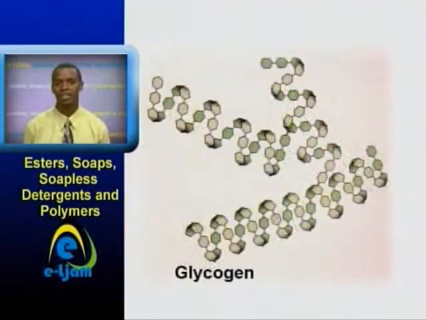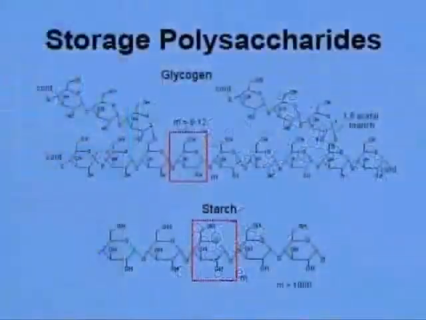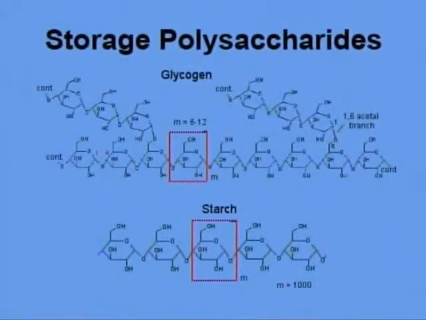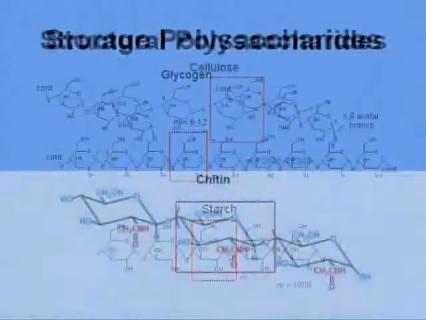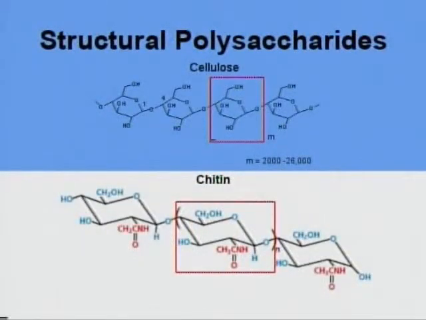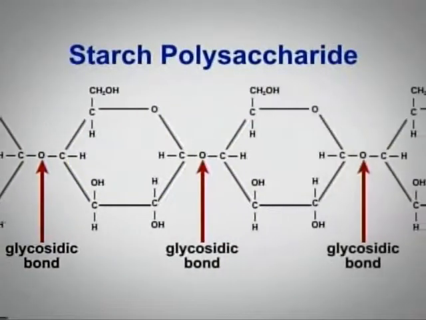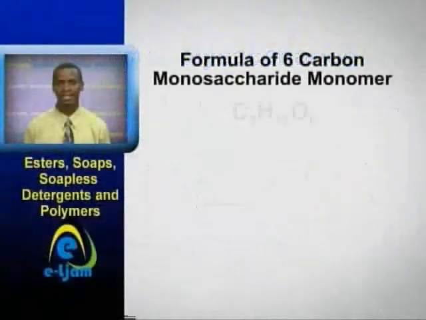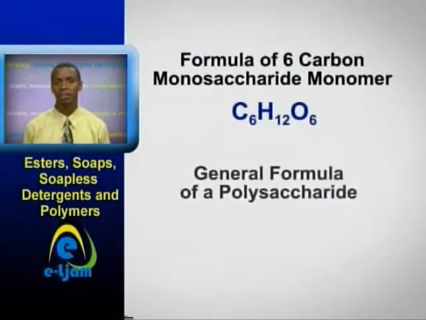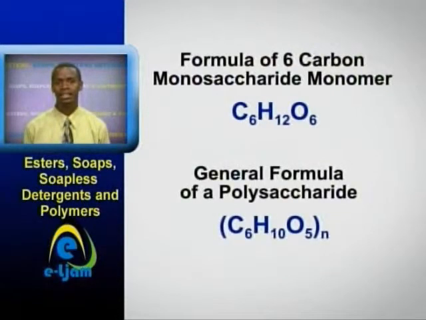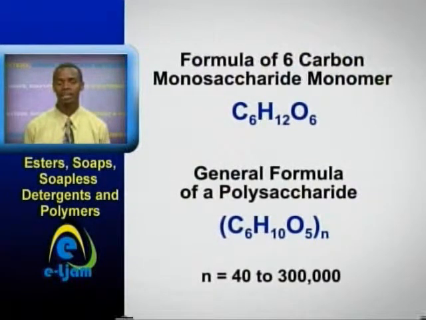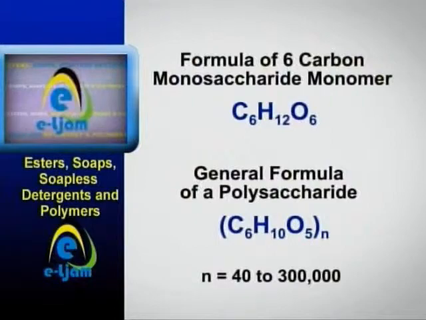Polysaccharides are polymers made up of many monosaccharides joined together by glycosidic bonds and are therefore very large, often branched macromolecules. Examples include storage polysaccharides such as starch and glycogen, and structural polysaccharides such as cellulose and chitin. Considering that the repeating units in the polymer backbone are often 6-carbon monosaccharides, C6H12O6, the general formula for polysaccharide can be represented as C6H10O5N, where N varies from 40 to 300,000.